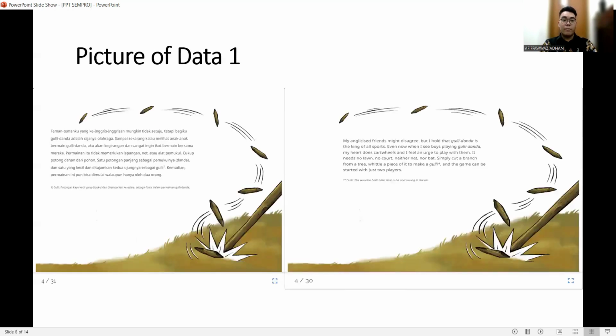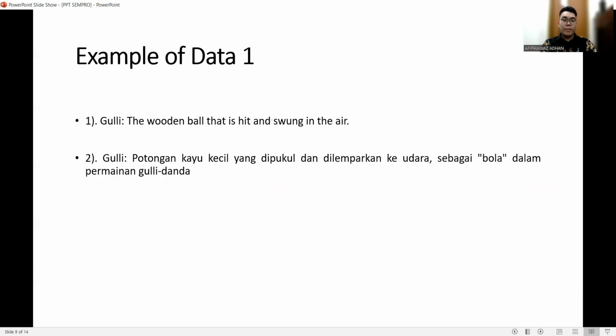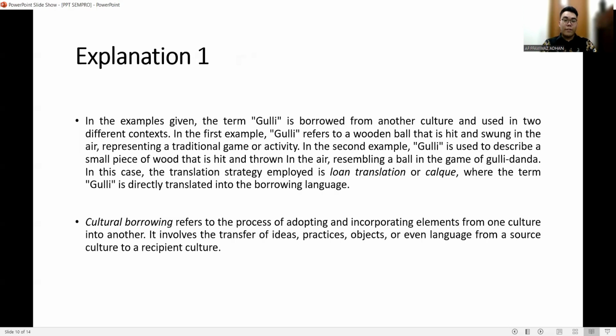This is the picture of the first data, and this is the example of the first data. Both data are Gulli. The first one, Gulli translated into English: the wooden ball that is hit and swung in the air. And the second one, Gulli translated into Indonesian: potongan kayu kecil yang dipukul dan dilemparkan ke udara sebagai bola dalam permainan Gulli-Danda. So let's have an explanation.